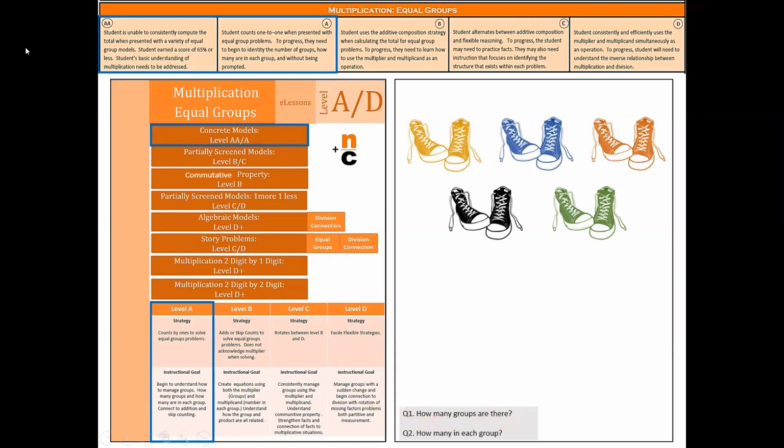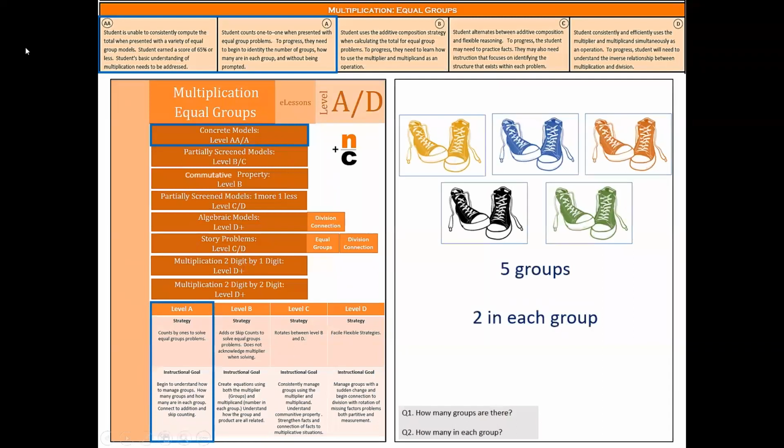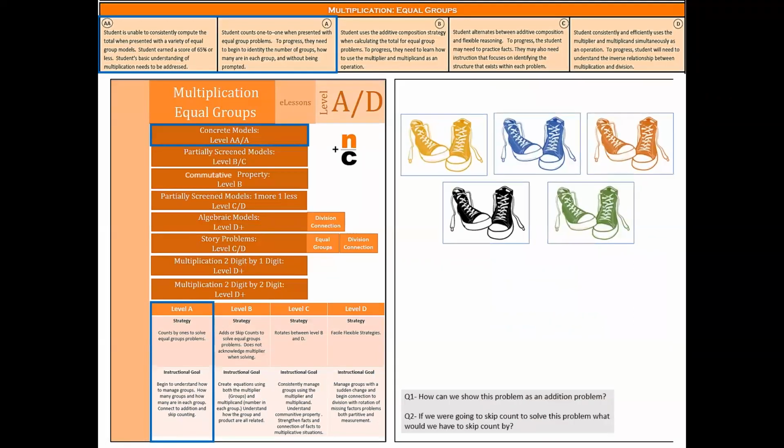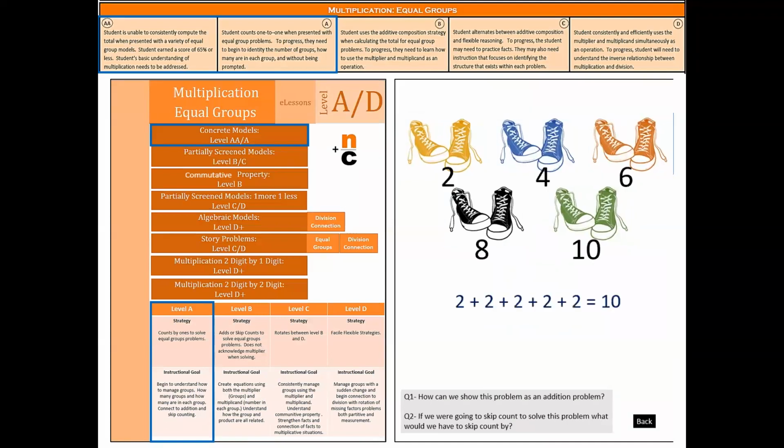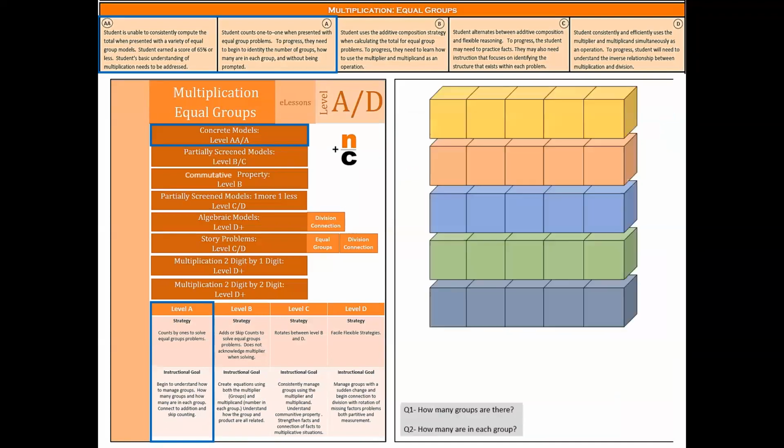So you would go ahead and say how many groups are there, how many in each group. Oh, there's 5 groups with 2 in each group. The next one says, how can we show this problem as an addition problem? 2 plus 2 plus 2 plus 2 plus 2, and the skip counting.